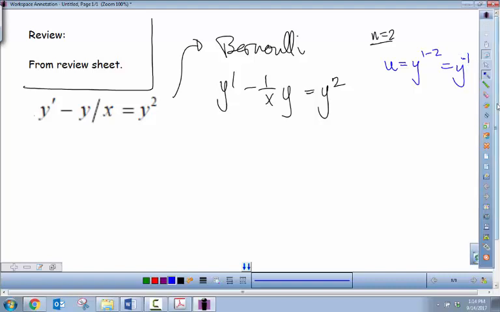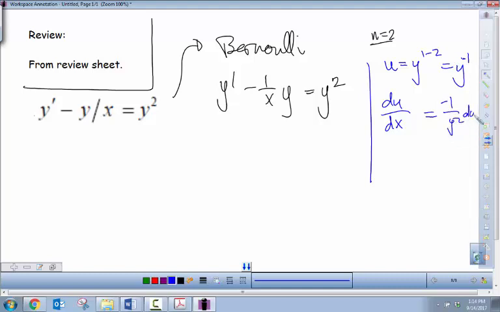And what we want to do is multiply this whole thing by this, right? Of course, with any substitution, this is a substitution method, we have to change the y prime, the dy/dx, into du/dx, since we're changing everything into u's. So let's figure out what that's going to be. du/dx is going to be the derivative. We subtract 1, right? So minus 1 over y squared dy.